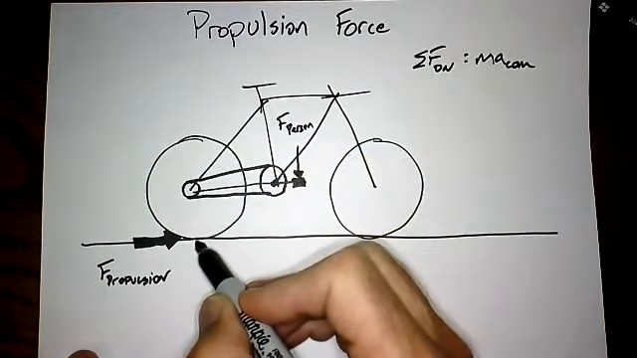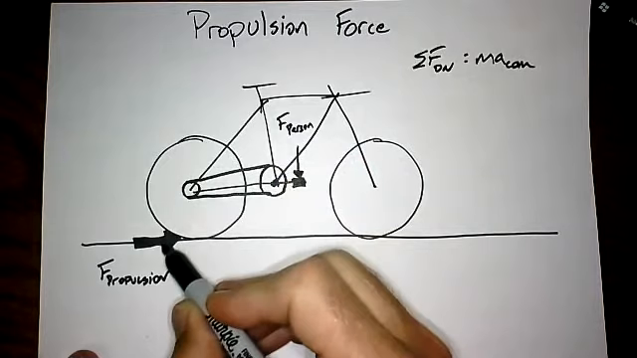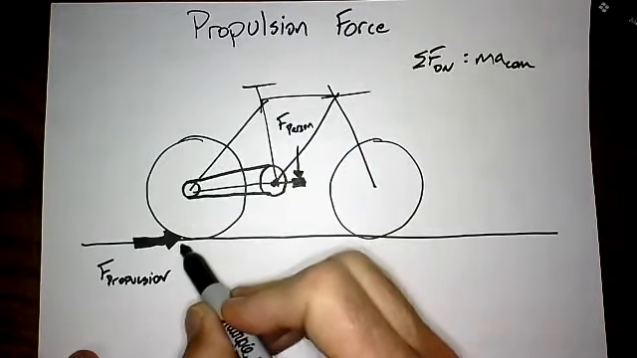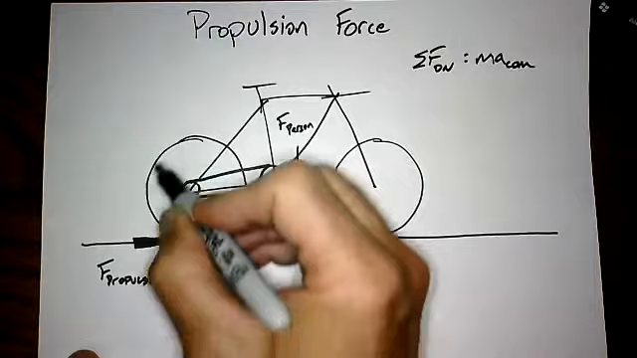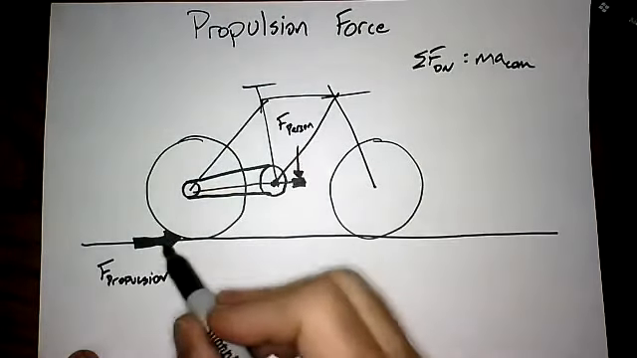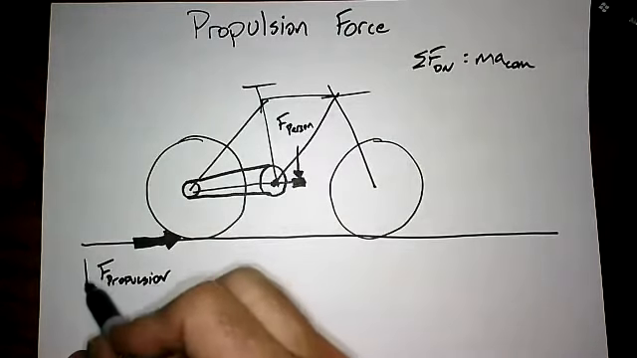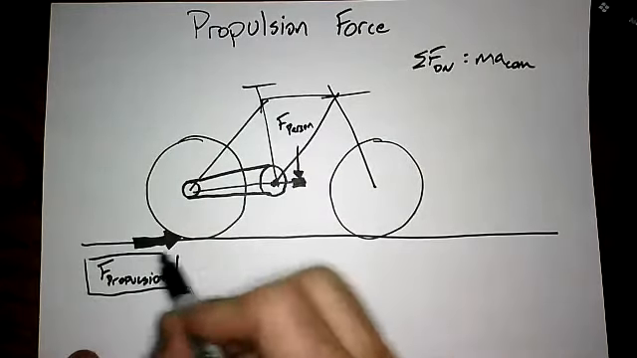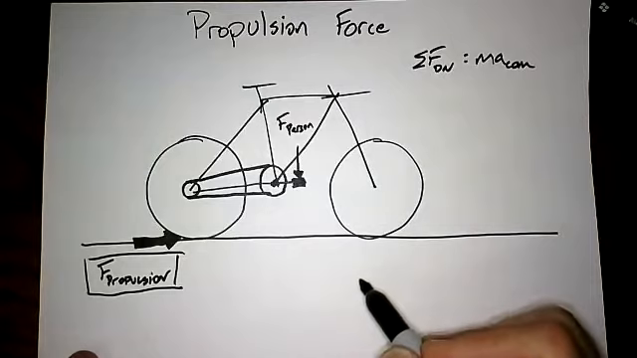The ground does not let the wheel turn because of friction, and we have a propulsion force equal and opposite to the force of the wheel turning in this direction due to this force. We want to figure out this right here. Okay, so we're going to do the mechanics behind that.